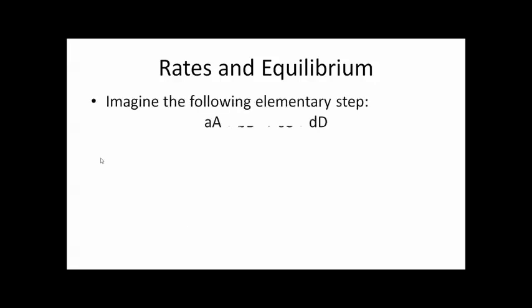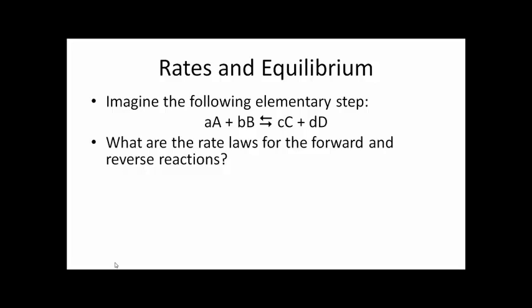So, rates and equilibrium. Imagine we have the following elementary step. This is our reaction: a moles of A plus b moles of B makes c moles of C plus d moles of D. At your tables, I want you to come up with the rate law for the forward rate and the rate law for the reverse rate.